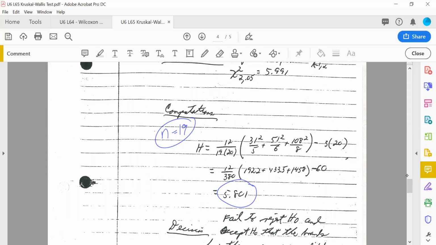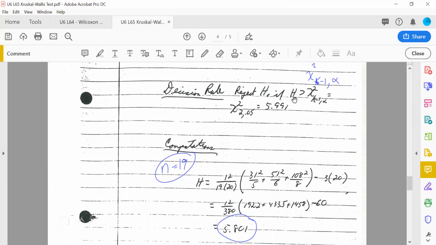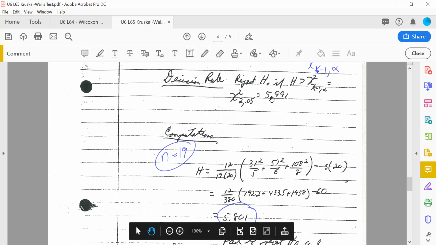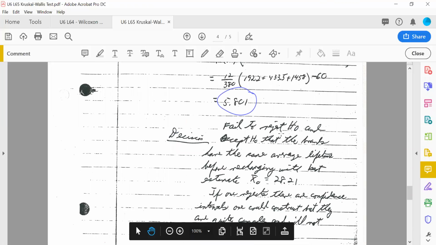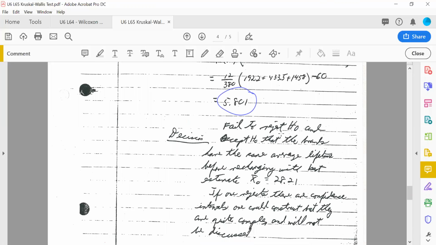There it is. We're only going to reject if we get something that's greater than 5.991. Is 5.8 greater than 5.991? It is not. So we are going to fail to reject H0. We haven't done this in a long time. We're failing to reject H0. We're saying that brands X, Y, and Z all have the same average lifetime. So whenever you fail to reject H0, you give a best point estimate.